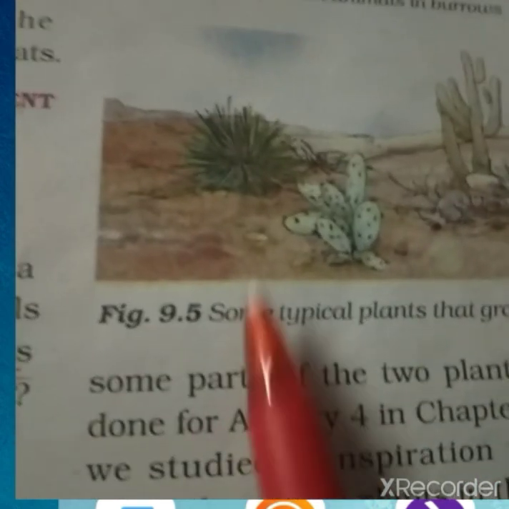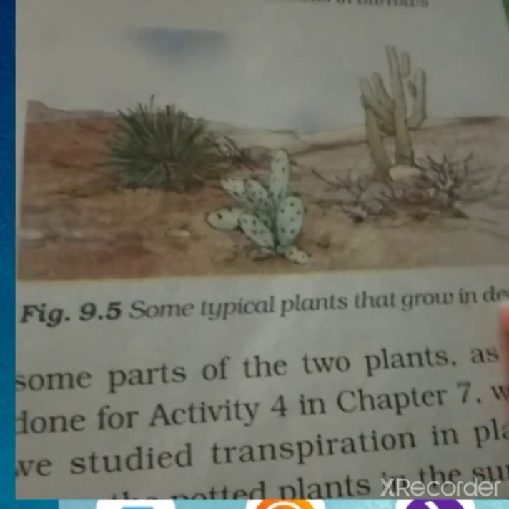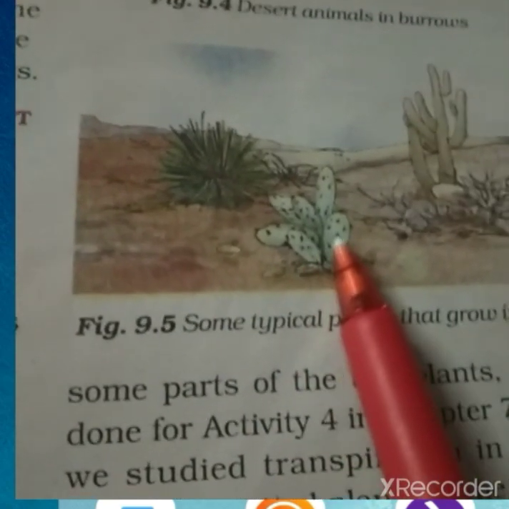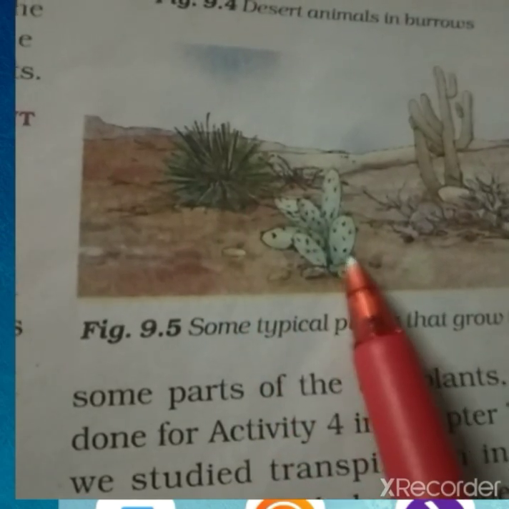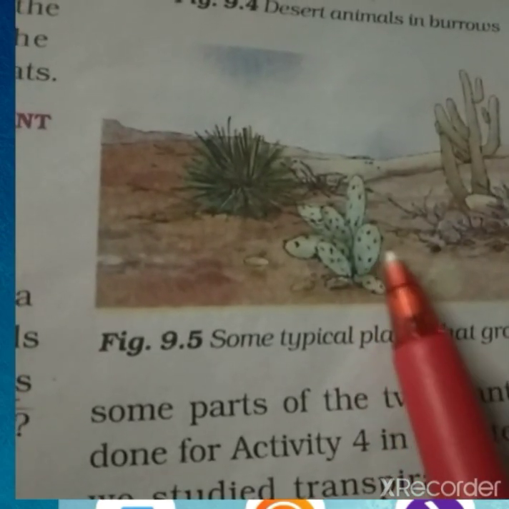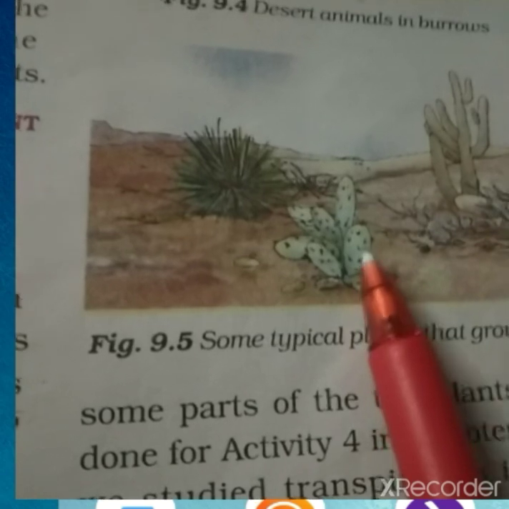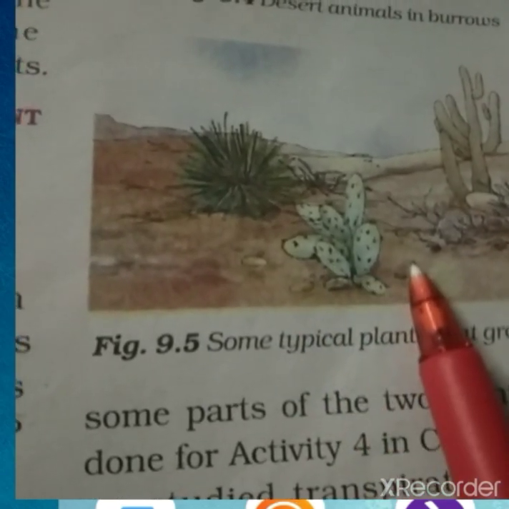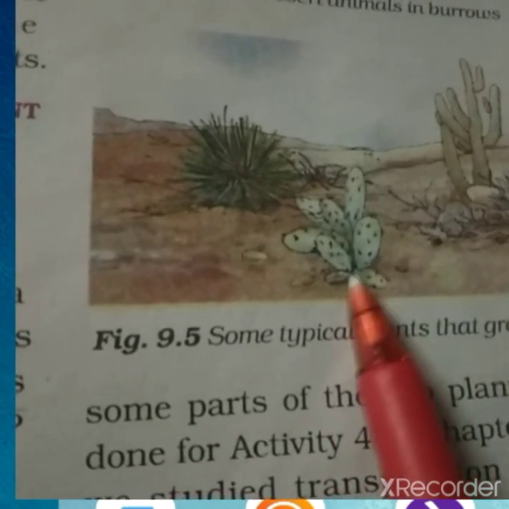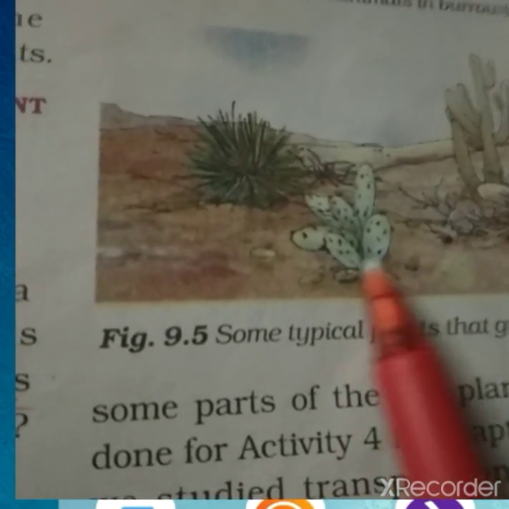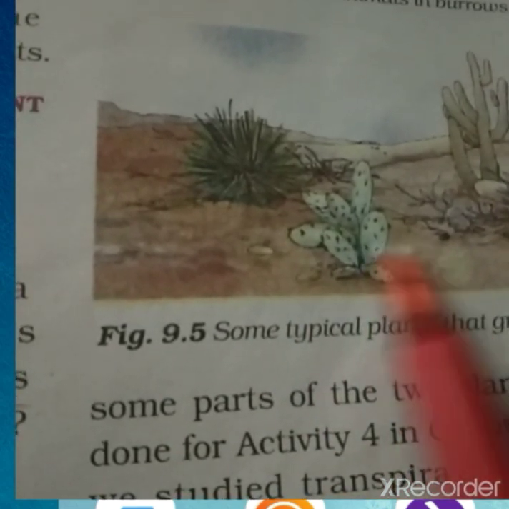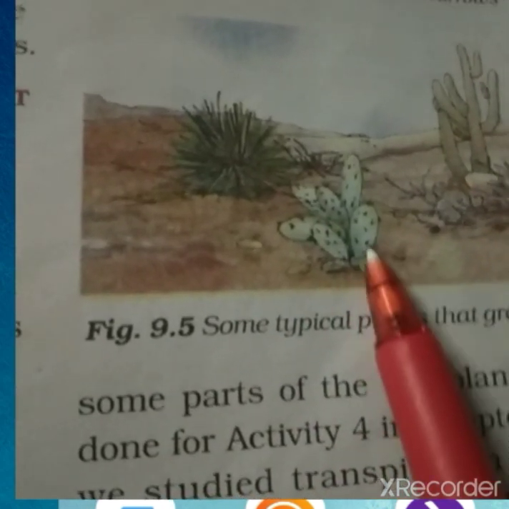Okay, now these are some typical plants that grow in desert. Look at here. What is the speciality of it? It has very small leaves, or most of the leaves converted into spines. Why? Because what is the function of the leaf? Transpiration. Through transpiration the water comes out. So if the leaves are small, then a very small amount of water comes out.